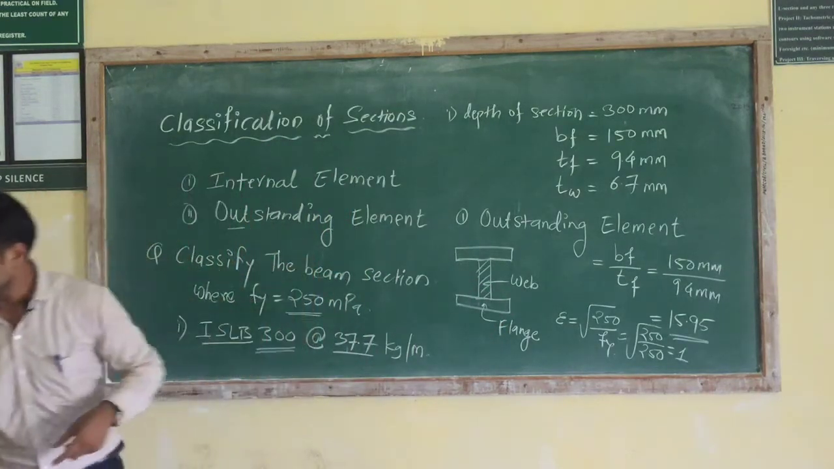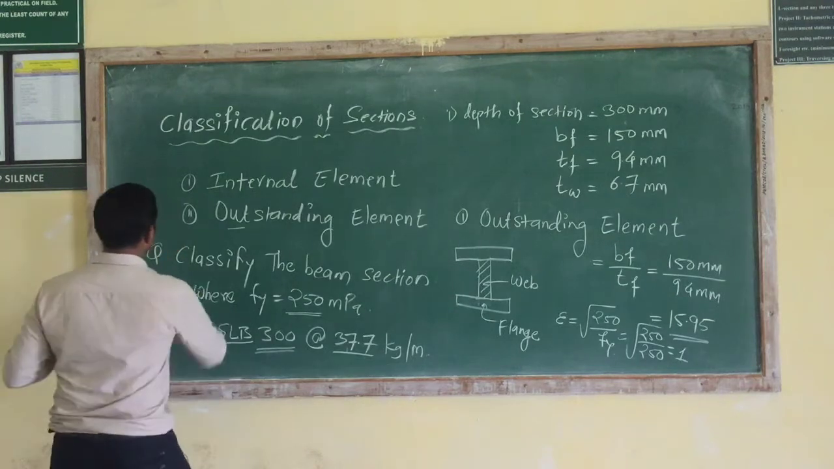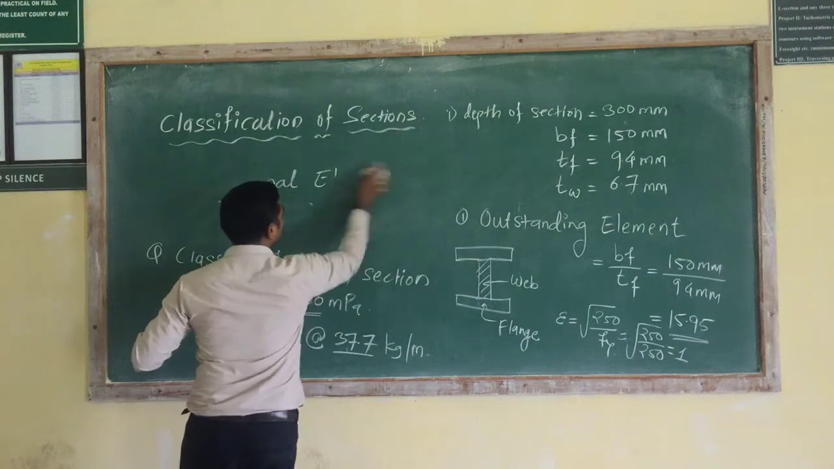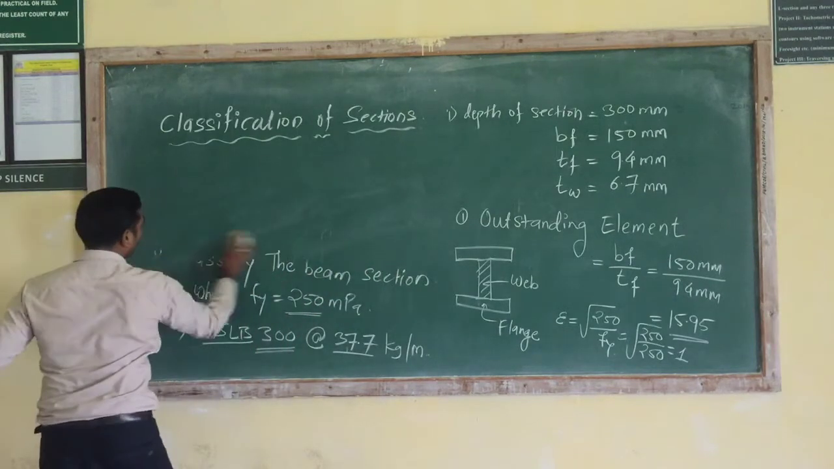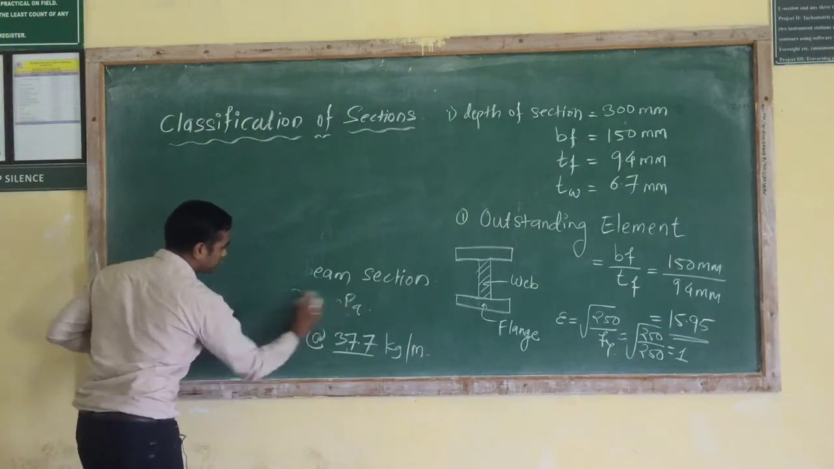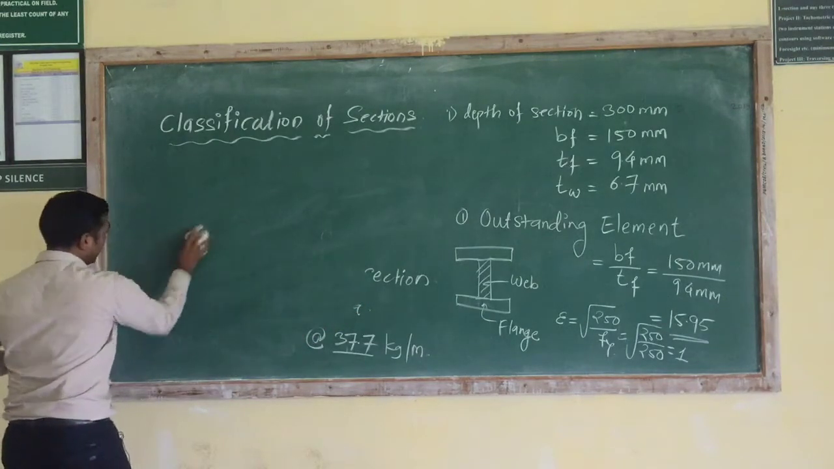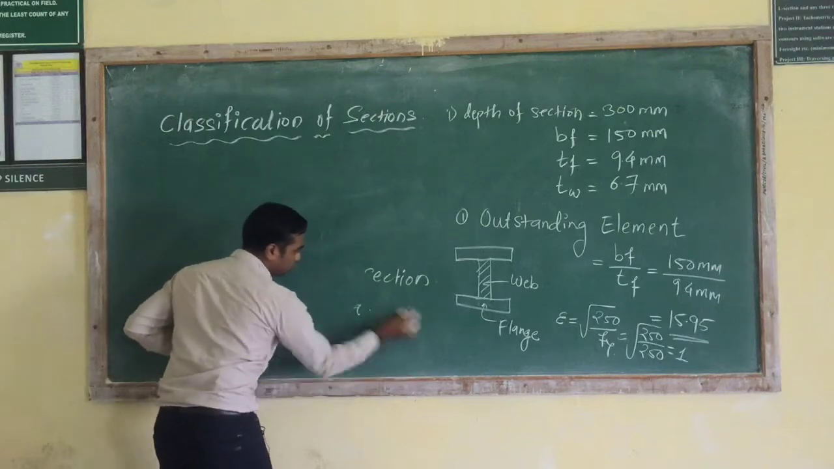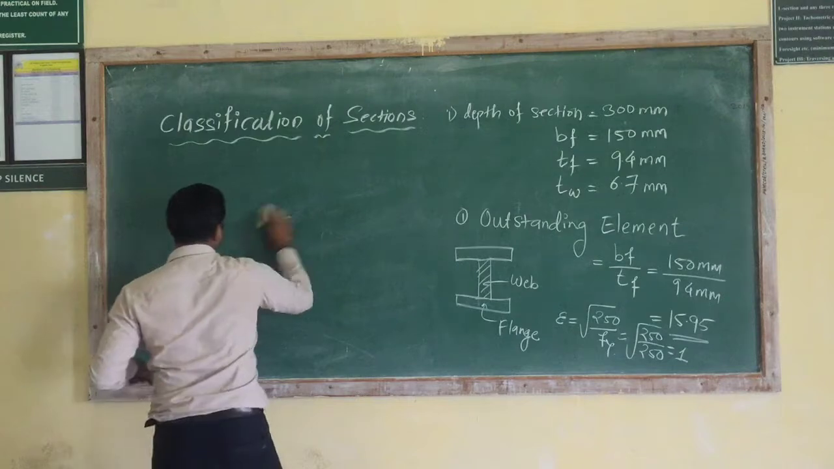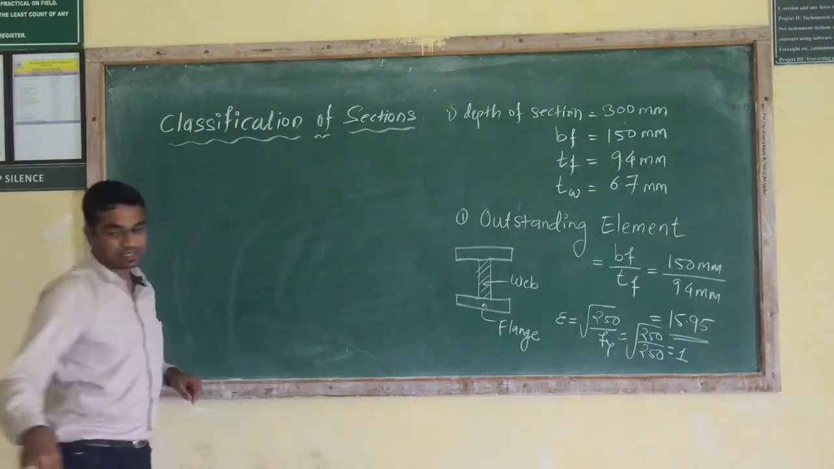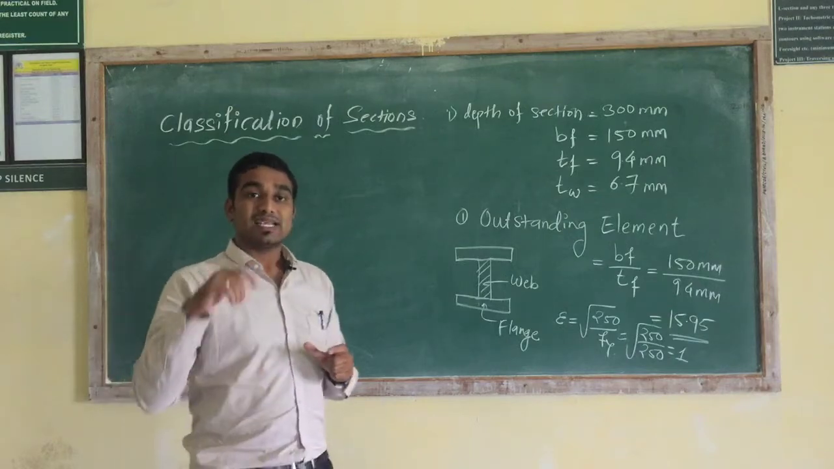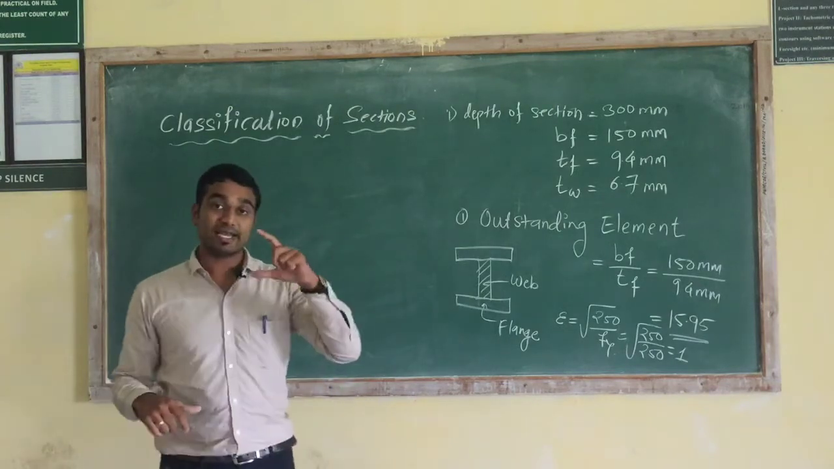Now the second point we will see here, that is internal element. Now we have to go for internal element. Okay, what is the definition of internal element? The element where both ends of that element are connected to other elements. That's why that element is called an internal element.